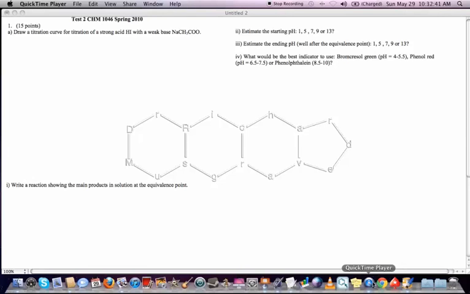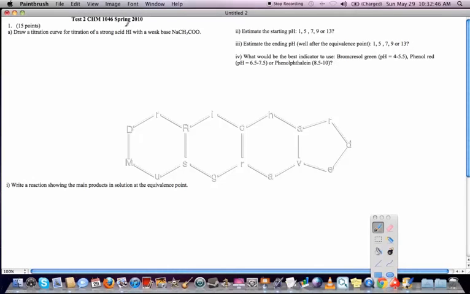This particular titration curve example comes from Test 2, Spring 2010. The example is, draw a titration curve for titration of a strong acid HI with a weak base NaCH3COO. So what's in the flask will be the strong acid HI, and what's in the burette will be the weak base. Alright, so let's look at what the titration curve will look like.